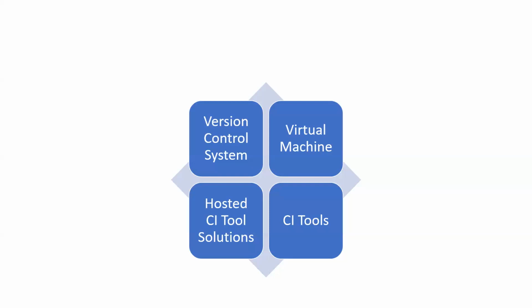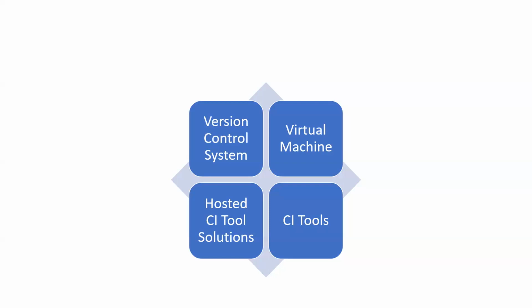There are several tools in the market, hosted CI tool solutions and CI tools. You will have to carry out that process, commit, build, test, and deploy, so there will be some tool to carry out these operations. Those tools are your continuous integration tools. Jenkins is one of the CI tools which we are going to talk about in today's lecture. There are two types: hosted CI tool solutions and CI tools.